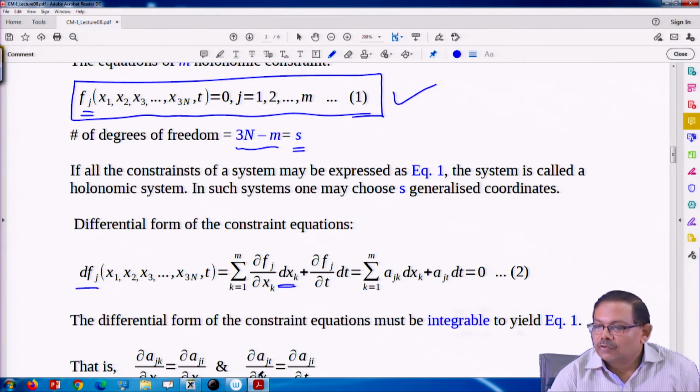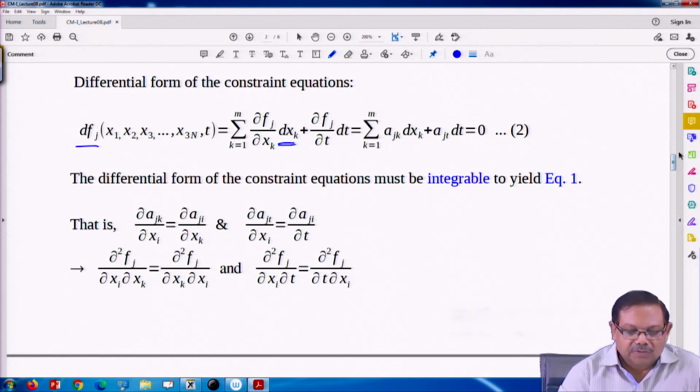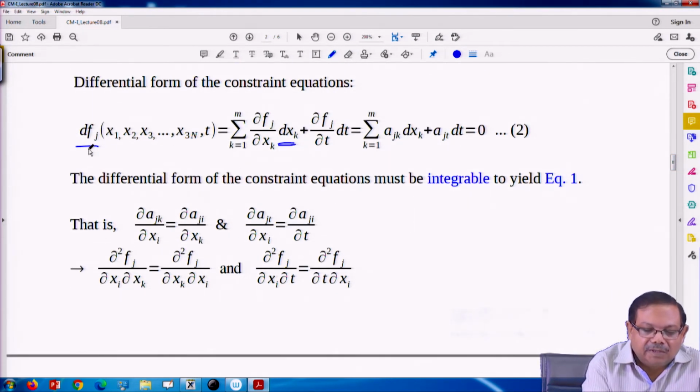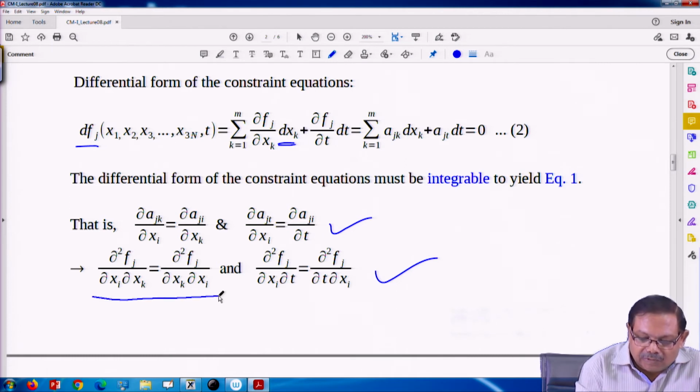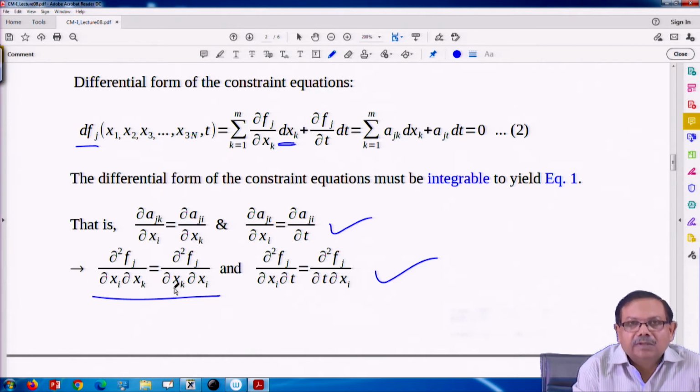Okay. So, now let us come back to this. This is integrable if I have these conditions. This means the order of differentiation with respect to the ith and kth coordinate does not make a difference. Similarly, with time and any of the coordinates, their order also should not matter if there is explicit time dependence. If it is not true, then the system is called non-holonomic.